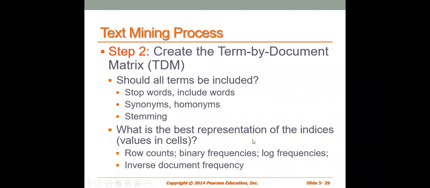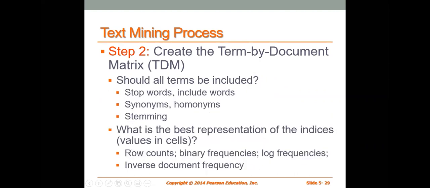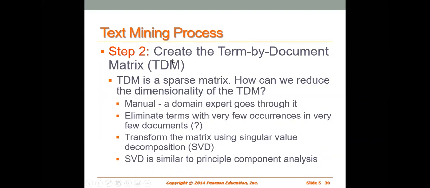So what is the best representation of indices, values in cells? Row counts, binary frequencies, log frequencies, inverse document frequency. So these are the different steps. In this, there's some more detail about that. The TDM is a sparse matrix. Sparse means you can easily go through it by checking one by one. You know which column and which rows. So rows and columns matrix over there.